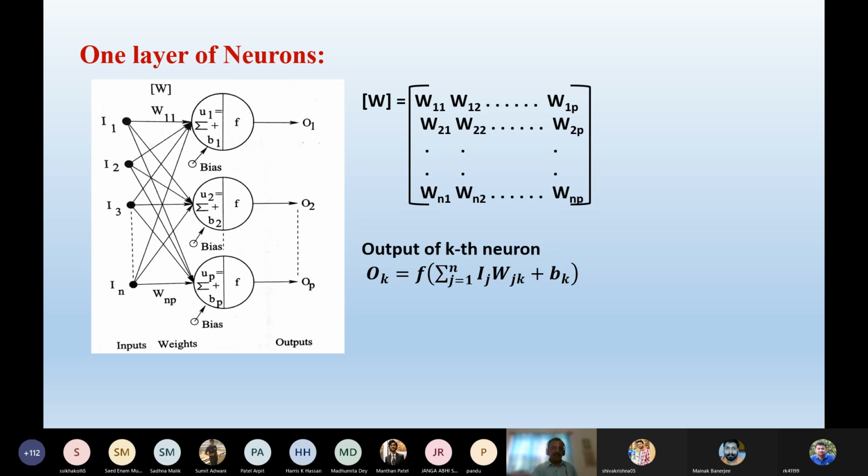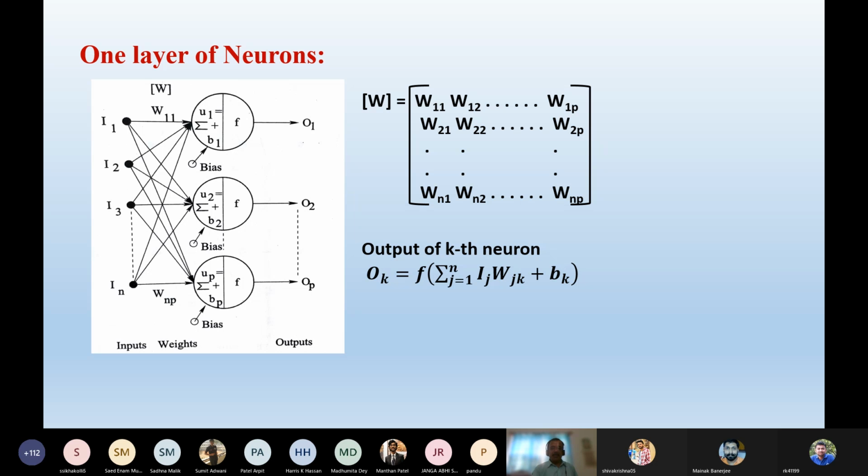Now, for example, here you can see we have one neuron, another neuron, and the pth neuron. So this particular layer consists of a small p number of neurons. This is nothing but a layer of neurons. And these are all connecting weights. These connecting weights are written in the form of a matrix.